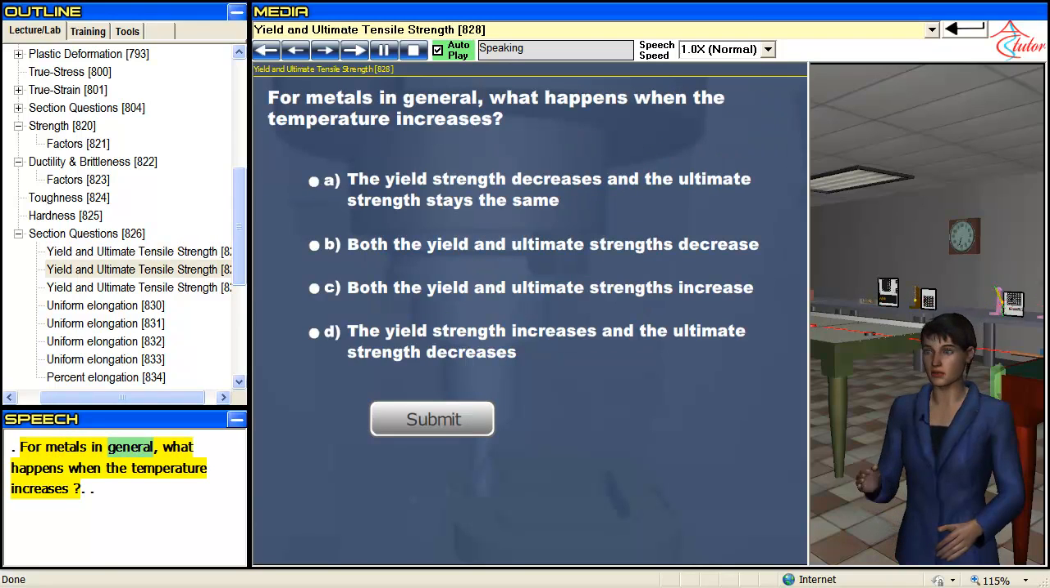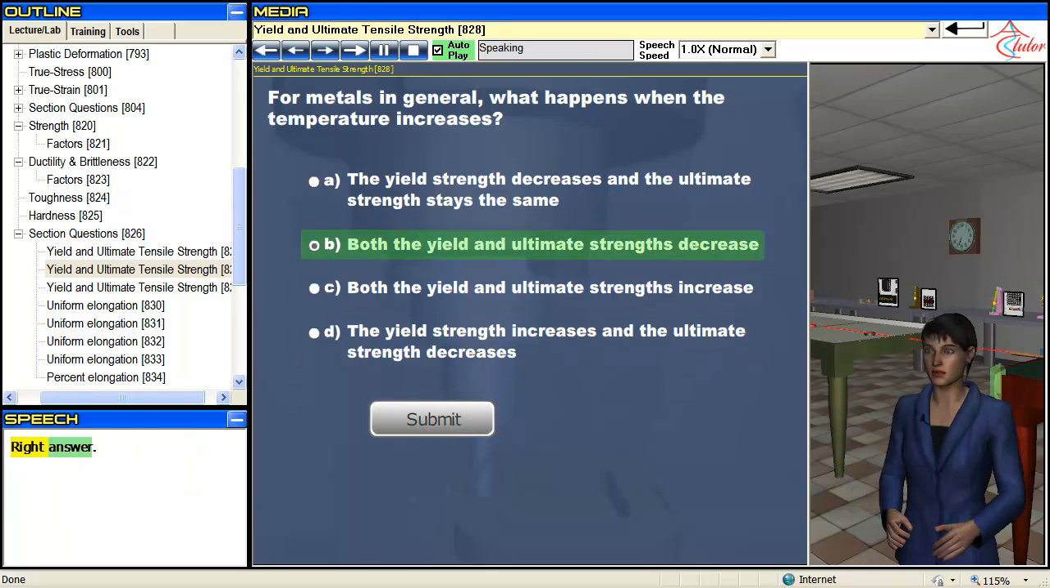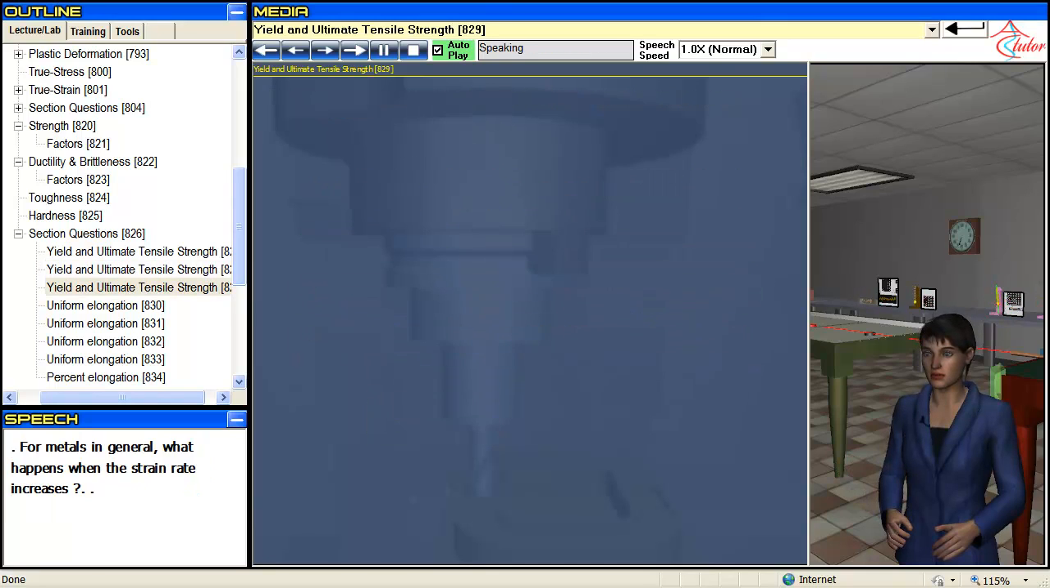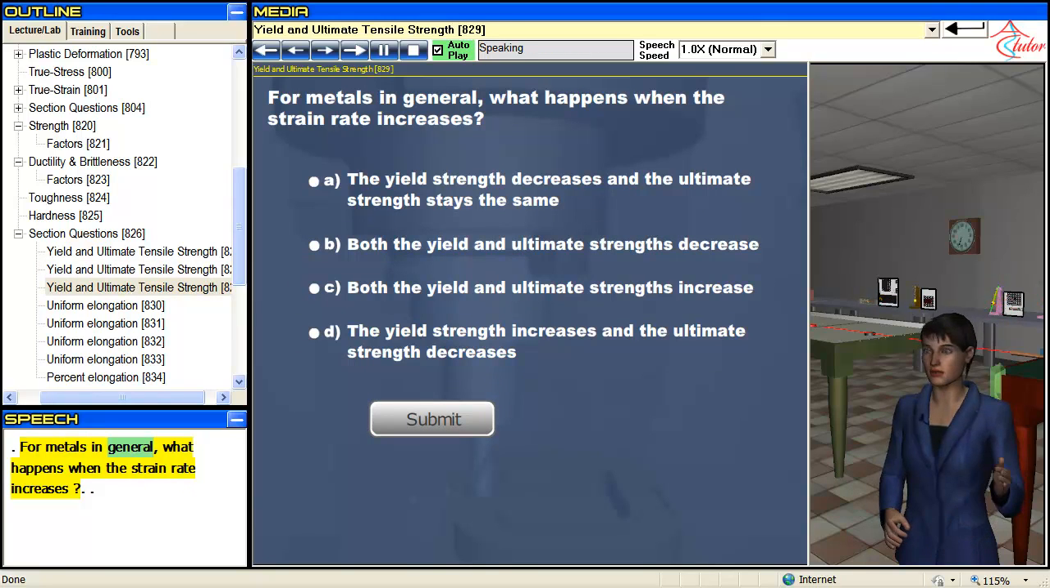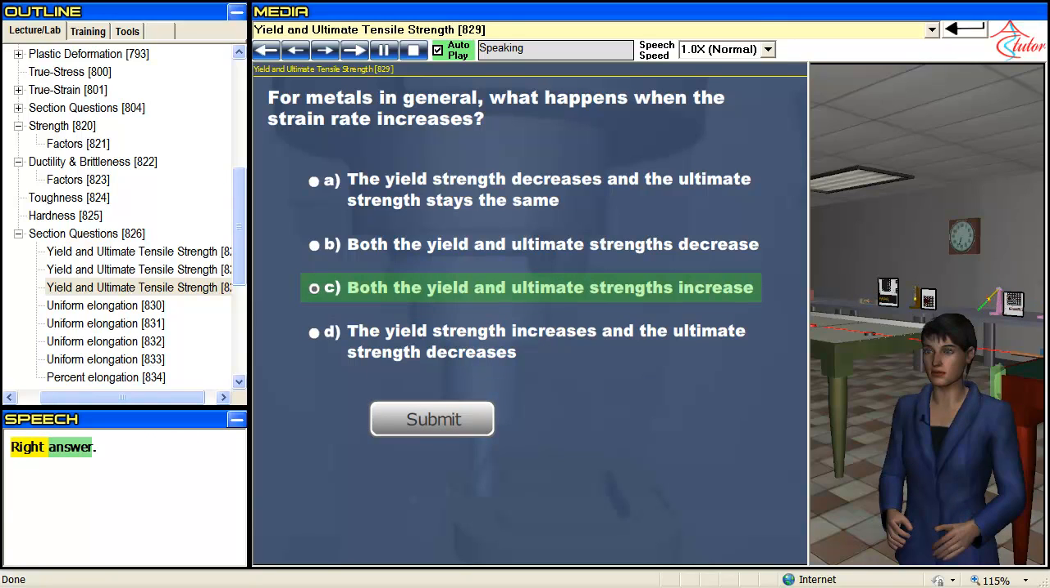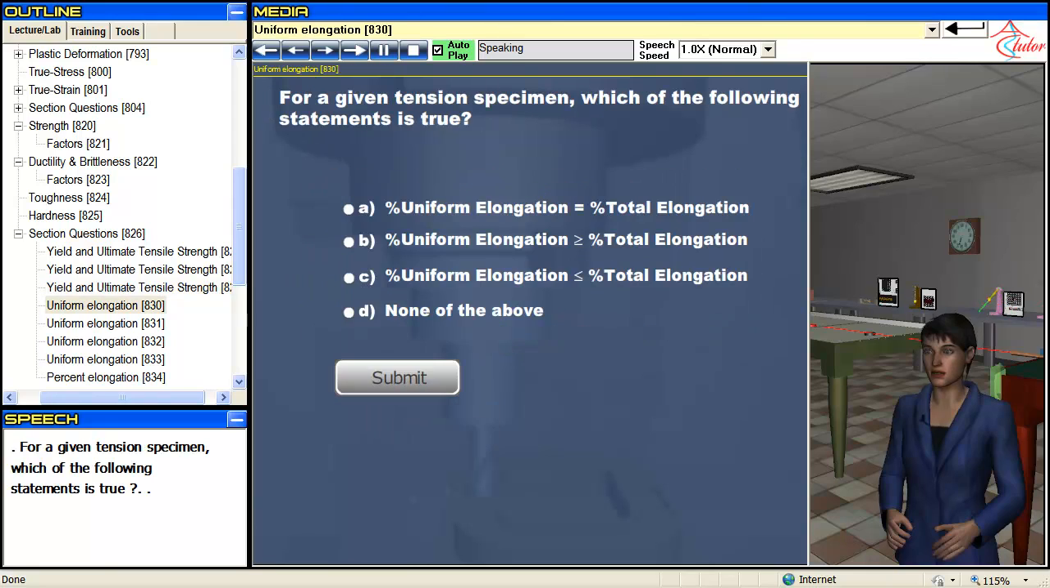For metals in general, what happens when the temperature increases? Right answer. For metals in general, what happens when the strain rate increases? Right answer. For a given tension specimen, which of the following statements is true? Right answer.